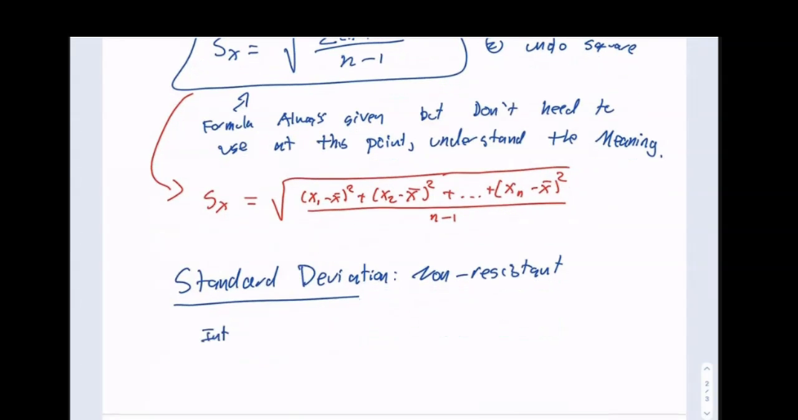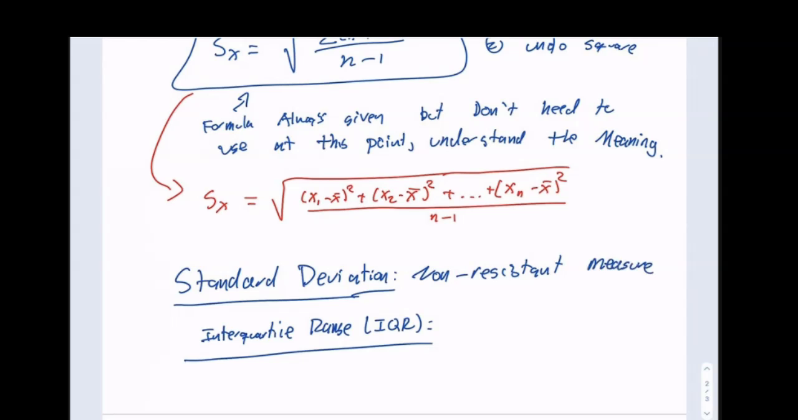The interquartile range, IQR, is therefore what? If the standard deviation is non-resistant, what is the IQR? If the standard deviation is a non-resistant measure, then what is the IQR? A resistant measure? Yeah. IQR is not affected by an outlier.